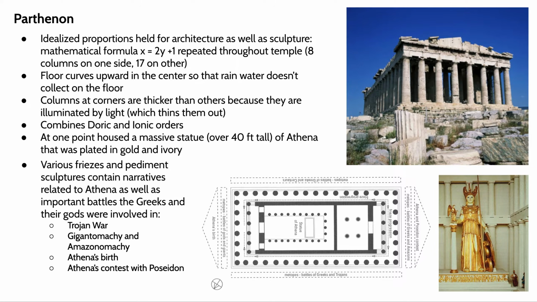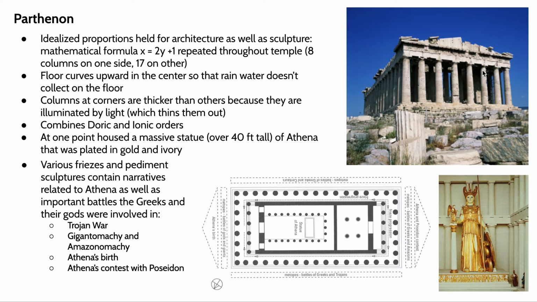This is the Parthenon, not the Pantheon. The Pantheon, which we'll cover in a couple of weeks, is Roman. So this is the Parthenon with an R. The Parthenon had idealized proportions that were basically reflected in its construction: 8 columns on one side, 17 on the other, reflecting this mathematical formula that was supposed to create an ideal proportion. So the floor actually curves up.